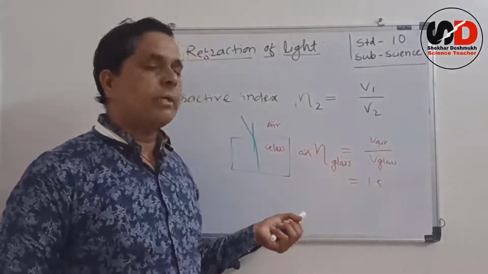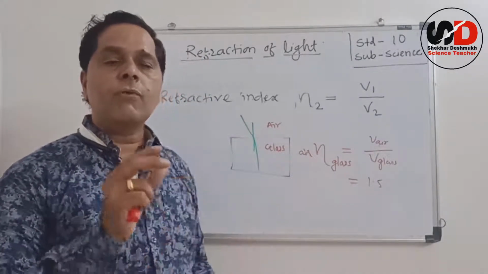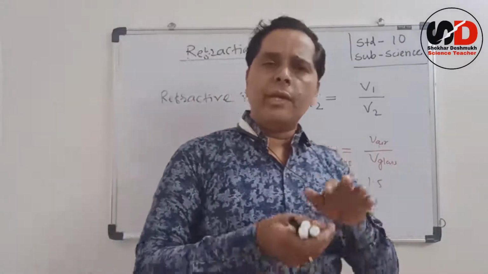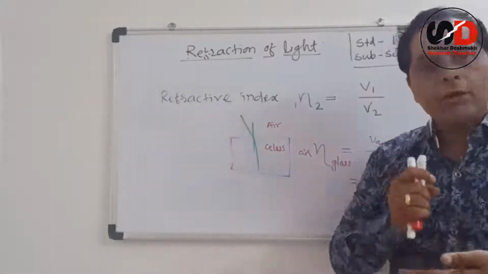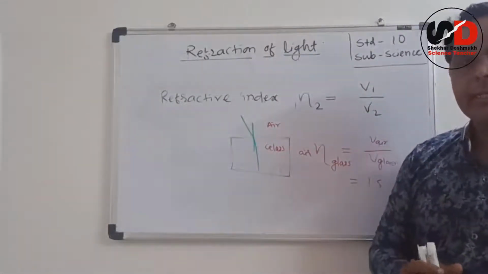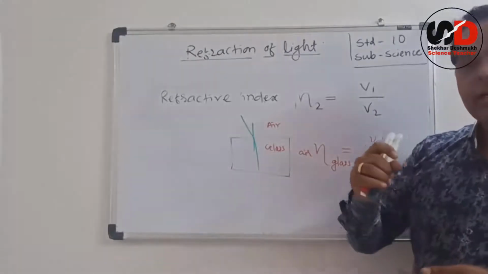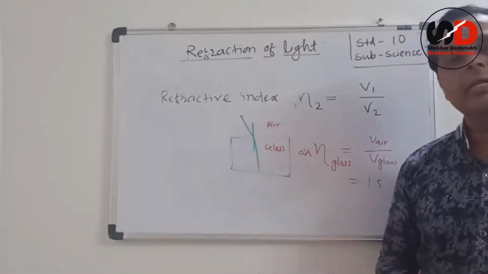So the refractive index is a constant for a given pair of materials, and the refractive index of every material is different. Also, for the same material, the refractive index for different colors of light is different.